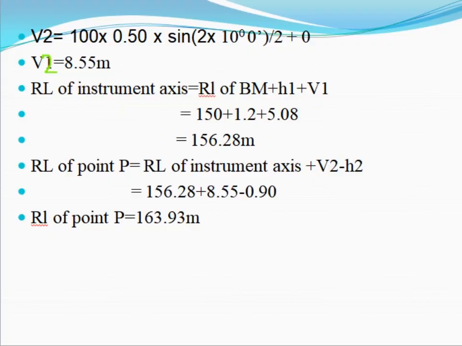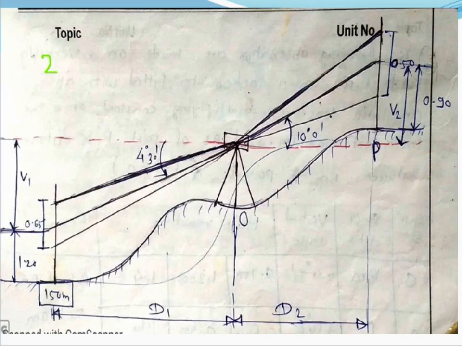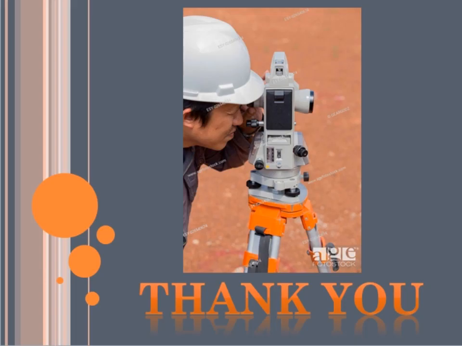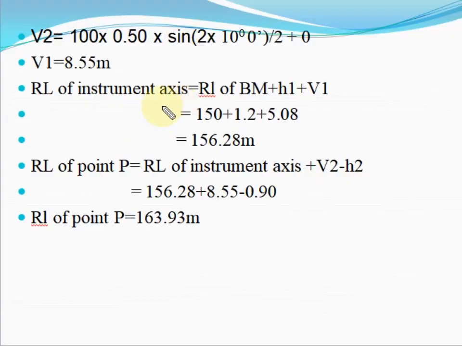So again see the figure. In this figure, you have to find out D1, D2, and also V1 and V2, all of them. Then you have to find out the RL of that point P. So how can you find out the RL of point P? First you have to find out the RL of the instrument axis, then RL of point P.